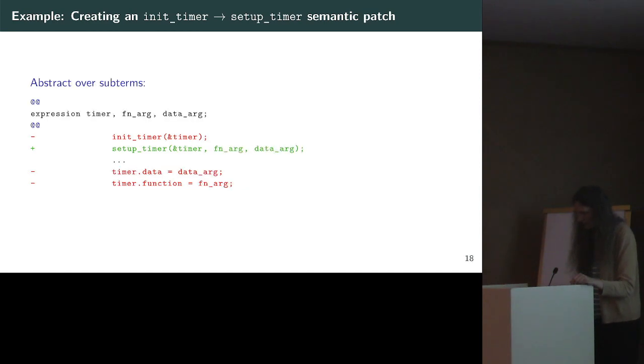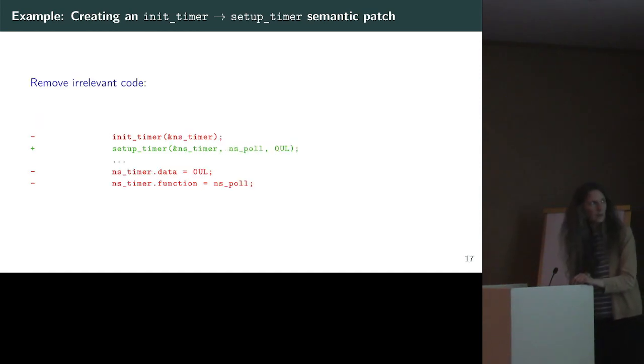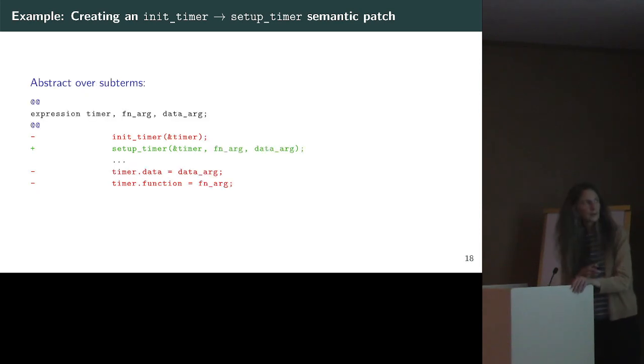So the next thing is the subterms. We saw an example of metavariables before, but the point is that we're not interested in specifically NS timer or specifically this value or specifically this value. We don't really care what any of those things are. So we can take them and abstract over them using metavariables. I made metavariables, whatever you like to call them, timer, function argument, data argument, and then we end up with this as the semantic patch.